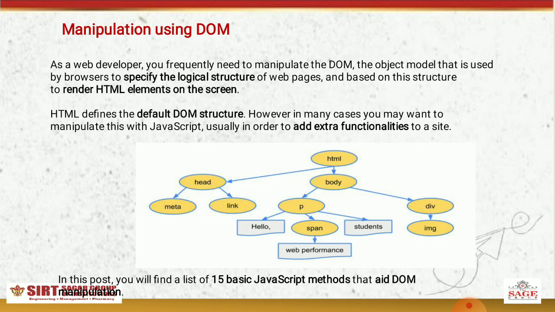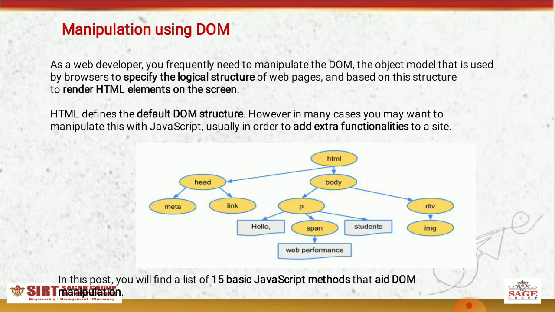Manipulation using DOM. The next topic is manipulation using DOM. As a web developer, you frequently need to manipulate the DOM, the object model that is used by the browser to specify the logical structure of web pages and, based on the structure, to render HTML elements on the screen. HTML defines the default DOM structure. However, in many cases you may want to manipulate this with JavaScript, usually in order to add extra functionality to the site. This is our hierarchical format of HTML with the help of DOM.